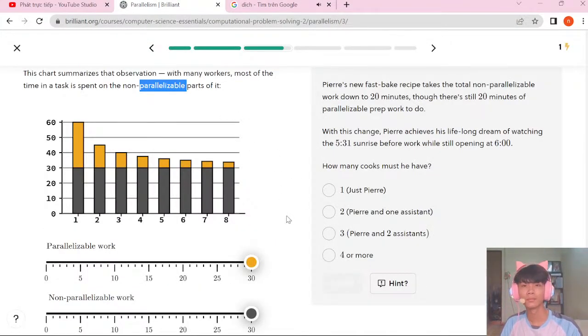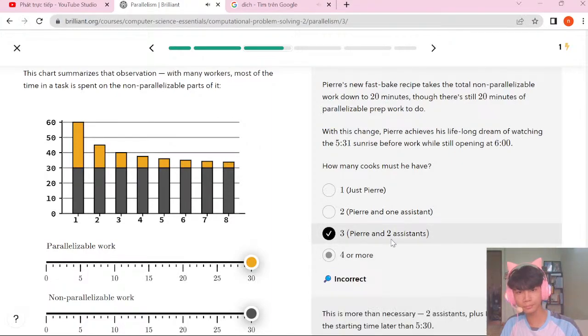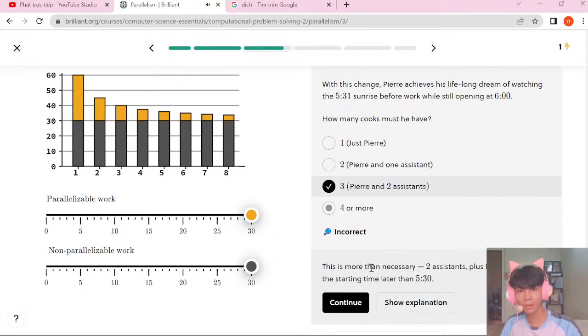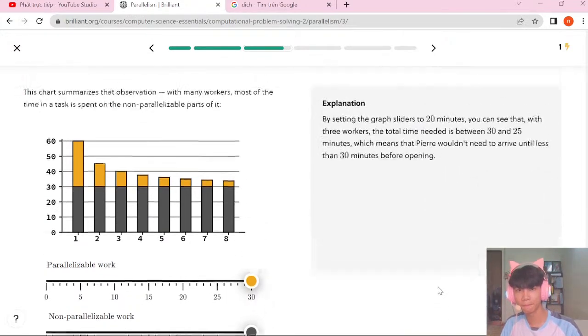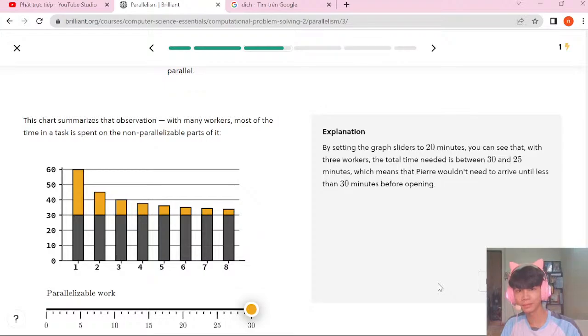Parallelizable. This is more than necessary to assist, plus it will push the starting time later than 5:30. By setting the graph's sliders to 20 minutes, you can see that with 3 workers, the total time needed is between 30 and 25 minutes, which means that Pierre wouldn't need to arrive until less than 30 minutes before opening.